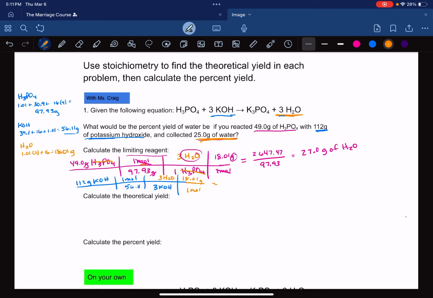You can multiply everything on the top. So 112 times 3 times 18.01, 6,051.36 over multiplying everything on the bottom, 56.11 times 3, 168.33. 6,051.36 divided by 168.33 gives me 35.9 grams of water.